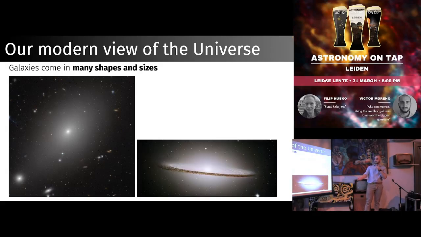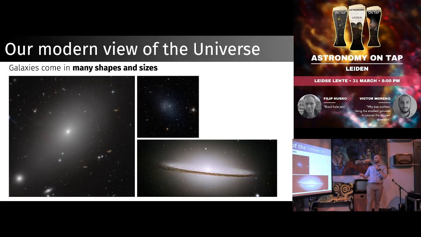So for example, over here, that's the Sombrero Galaxy. I sort of find that a funny name, I don't know why. But you can see that it's more of a flattened distribution of stars. It has a very nice dust and gas disk, and yeah, completely different to the elliptical galaxy that we're seeing over there on the left.